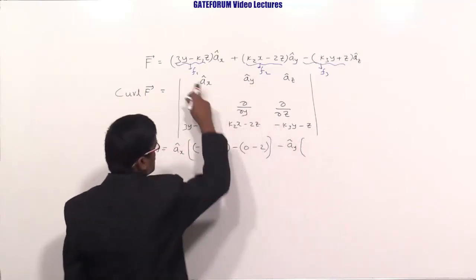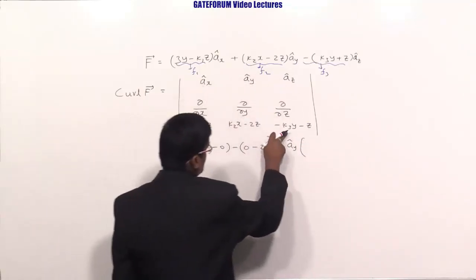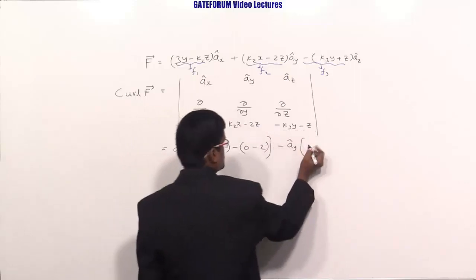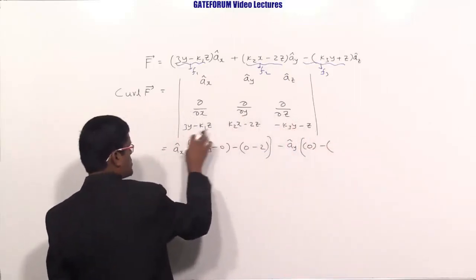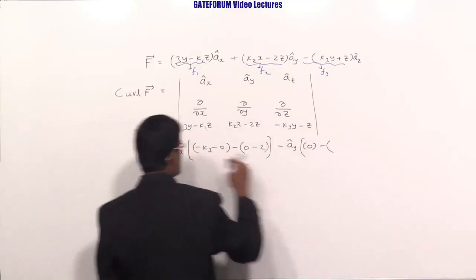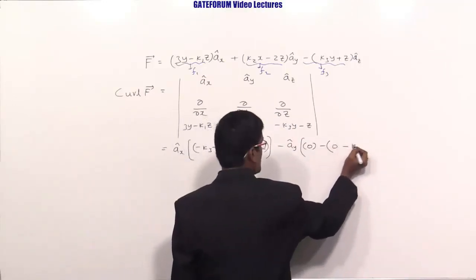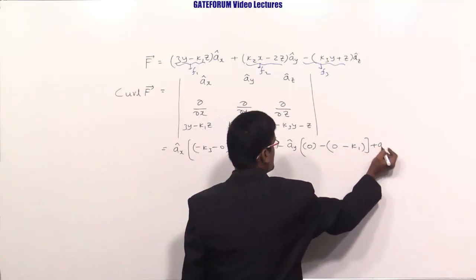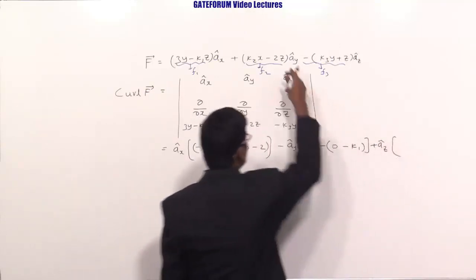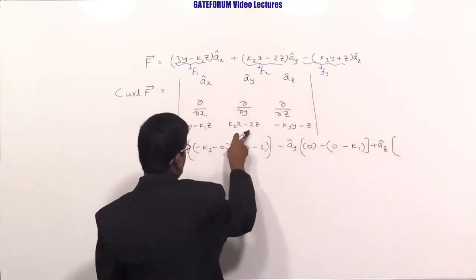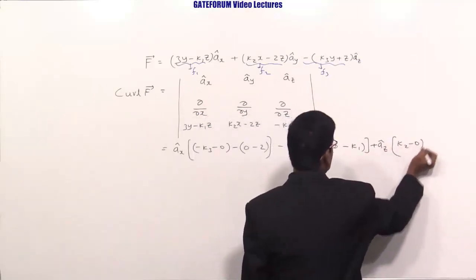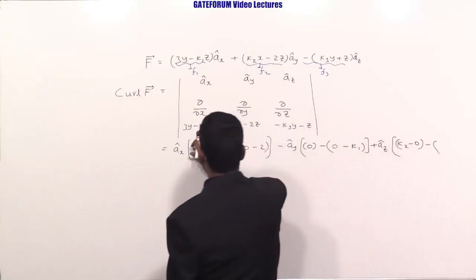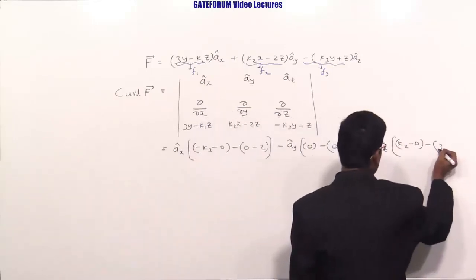Minus ay cap into, deleting the middle column and first row, dou by dou x of this term. Partial derivative with respect to x means y, z constant, simplifies to 0 minus dou by dou z of this term. Partial derivative with respect to z means y is 0, z derivative 1. So 0 minus k1. Plus az cap into, deleting the third column and first row, dou by dou x of this term, x derivative 1, z is constant 0. So k2 minus 0 minus dou by dou y of this term, z is constant 0, 3y derivative 3.